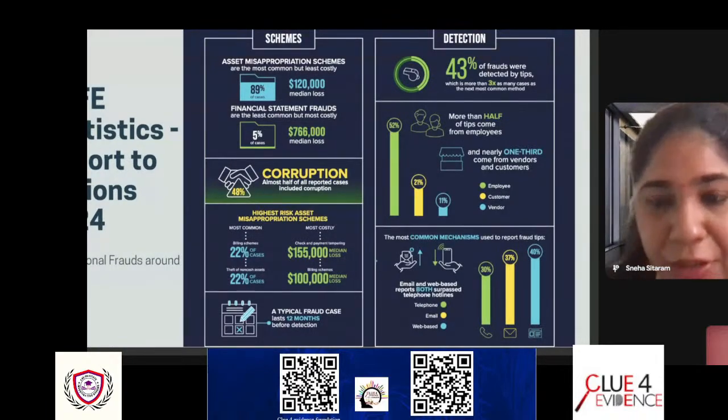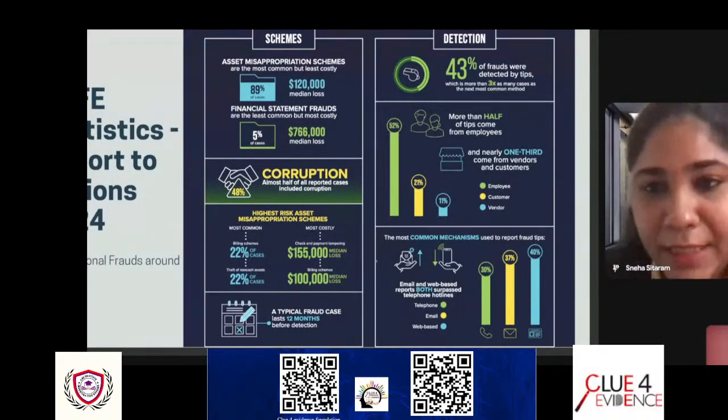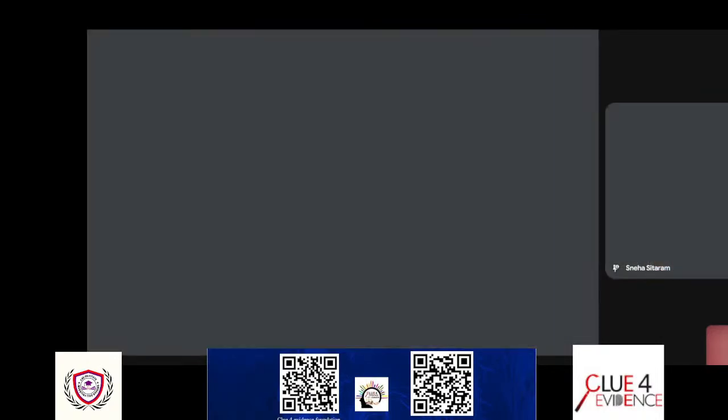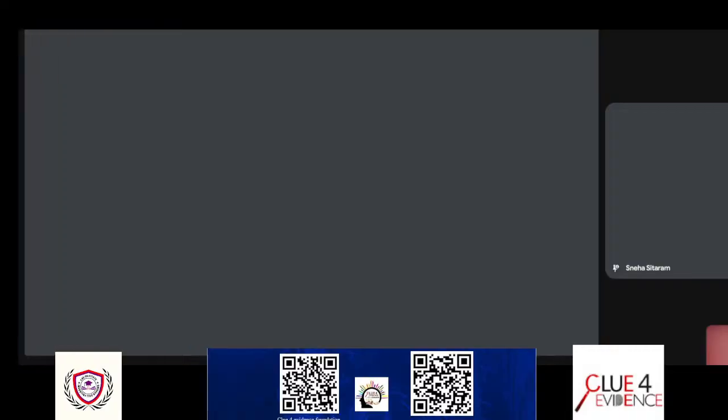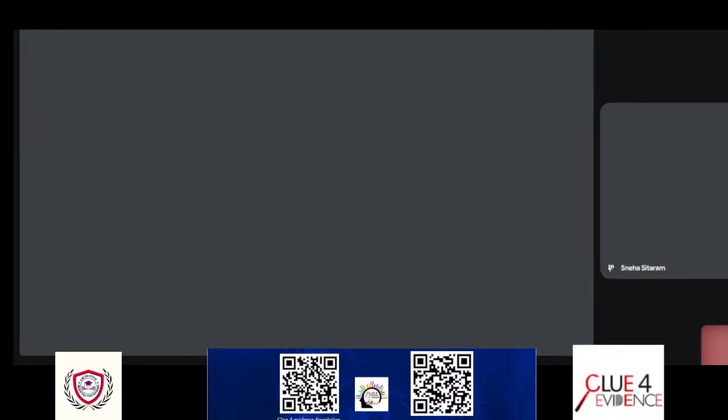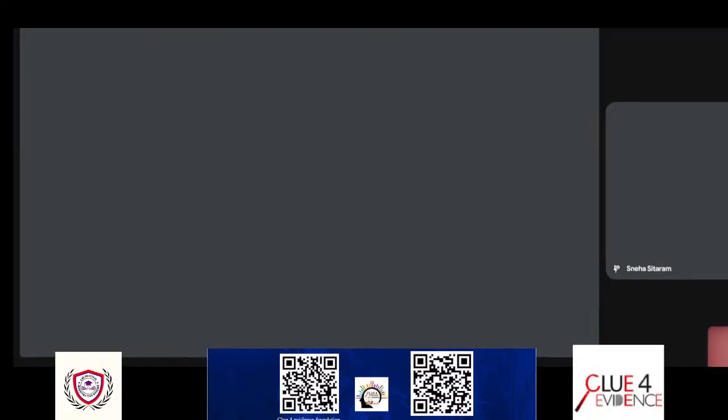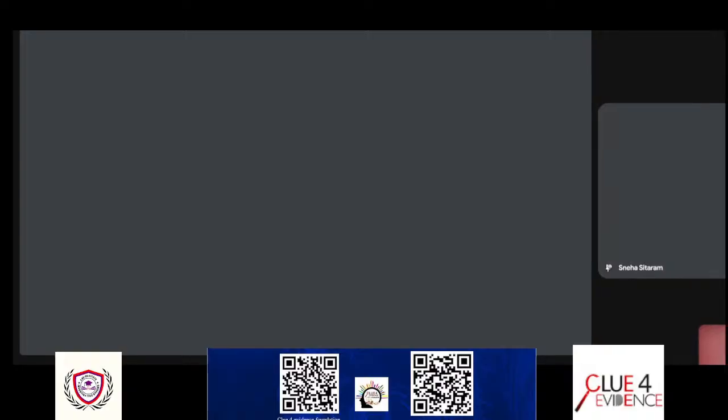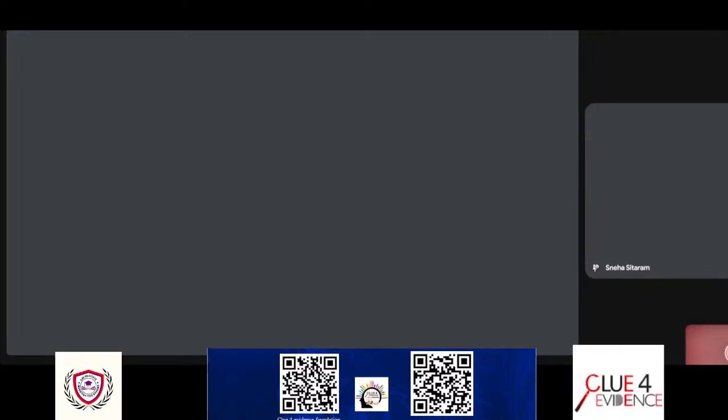Coming to corruption, most of the investigation cases in an organization, 48%, are of corruption. Corruption means what kind of frauds? Kickbacks, which are for personal gain, then bribery and conflict of interest. All these fall under corruption. So this is how occupational fraud has been happening overall.